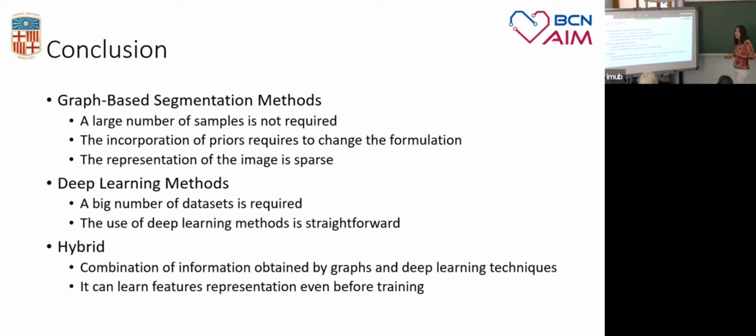You are already obtaining information before starting the training, right? So we can combine the information from the graphs and also the deep learning techniques, and even before starting with the deep learning, we already have information obtained by the graphs. So this is really interesting. We think we can explore this to make hybrids, like deep learning representations.